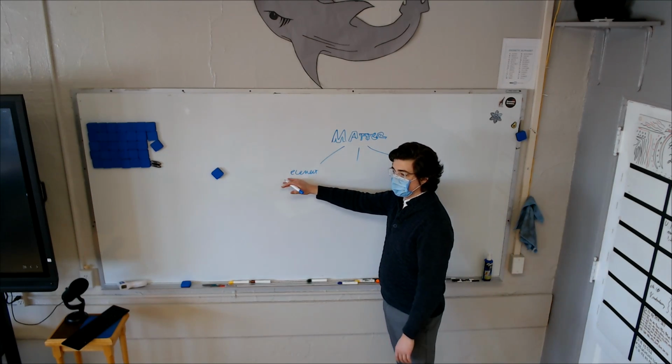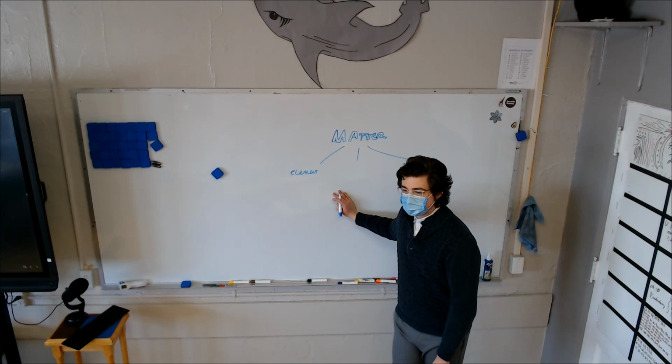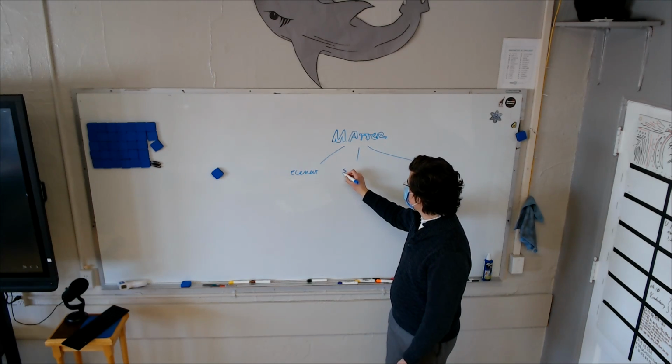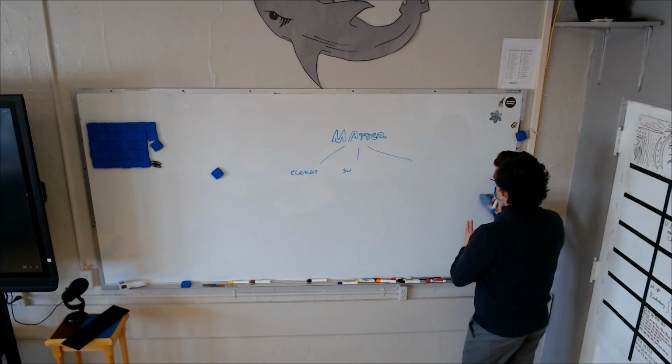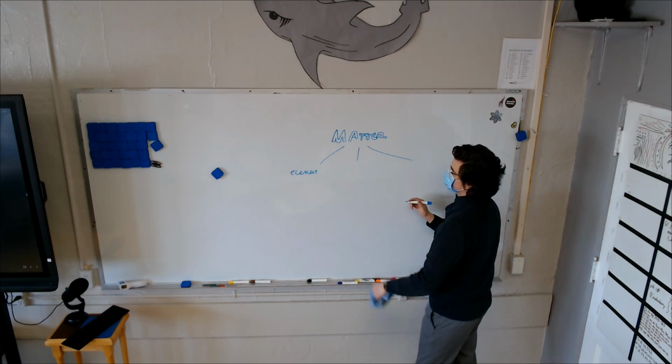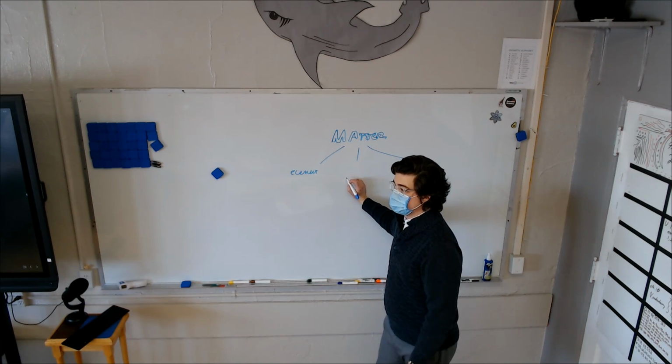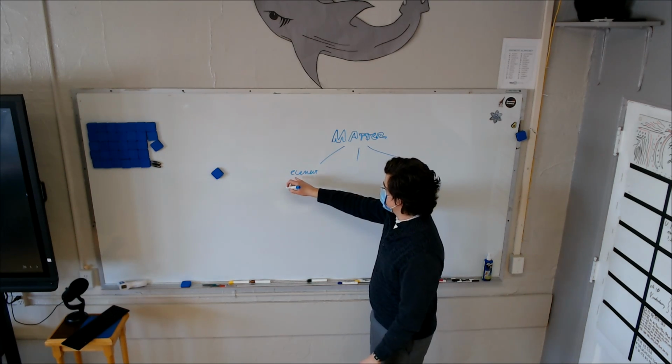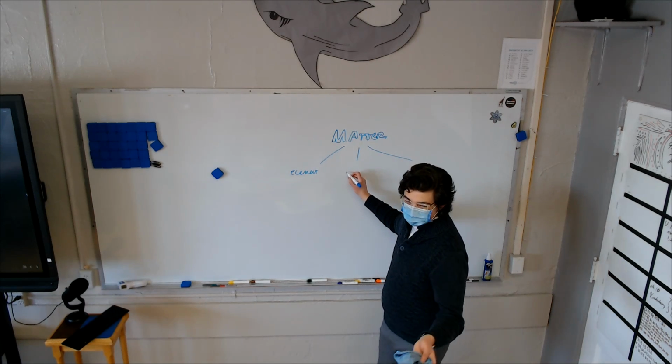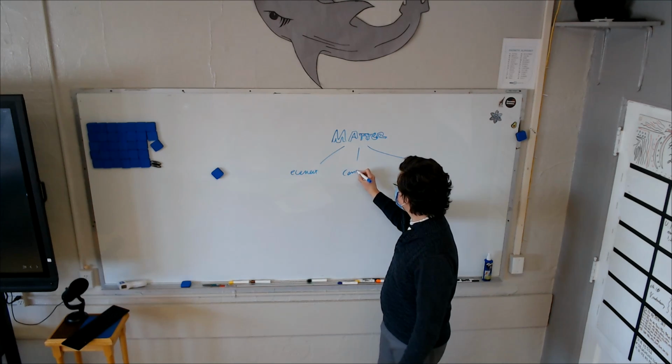But matter can be a pure element. What else can matter be? A substance. Well, let's be a little more specific because pure substances can include elements. So it can be what? Liquid. These are both substances. Substances are elements or compounds. Let's call it a compound.